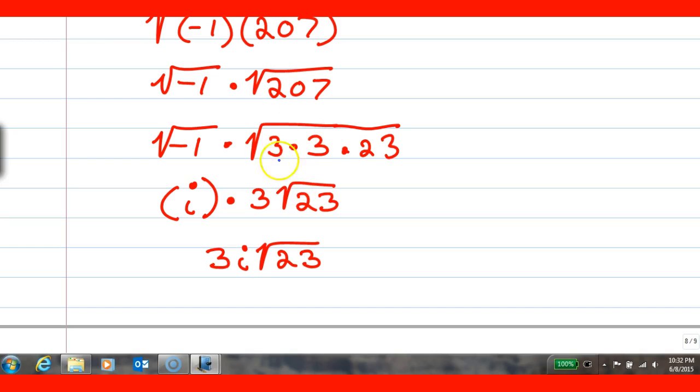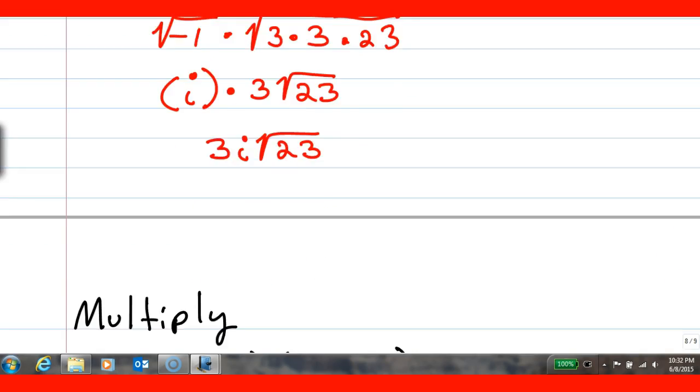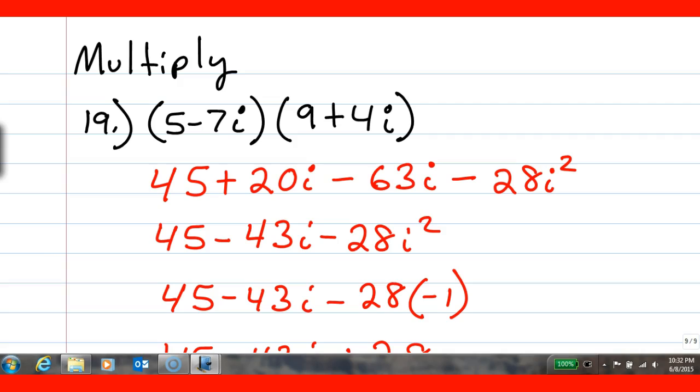So I have a pair of 3s, so I can pull a 3 outside, and I'm left with the 23 under the radical sign. So pulling it back together, I have a 3 times an i for a 3i times the square root of 23 for my final answer. On question number 19, it says simply to multiply. So I'll use the FOIL method here.